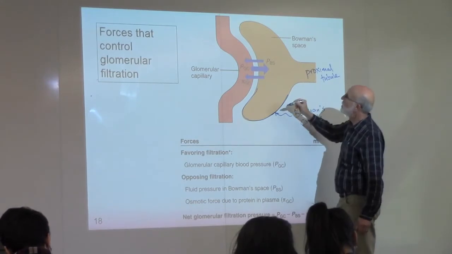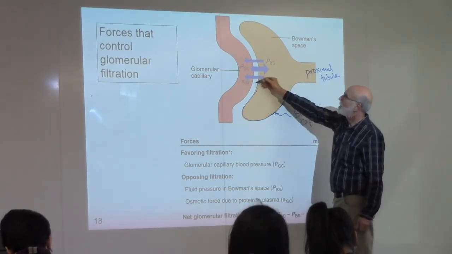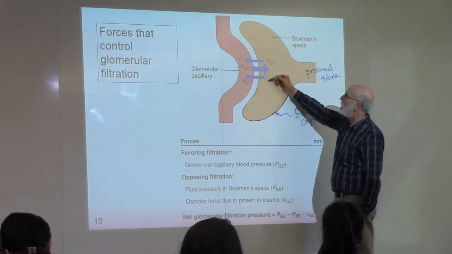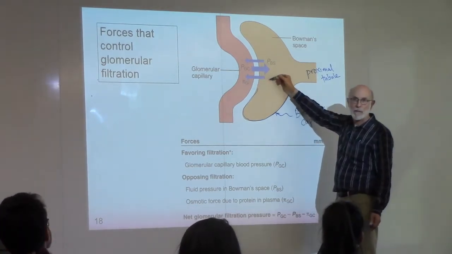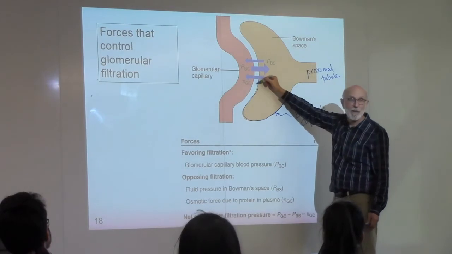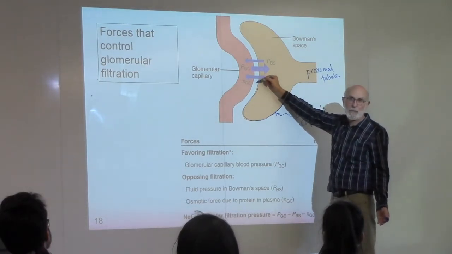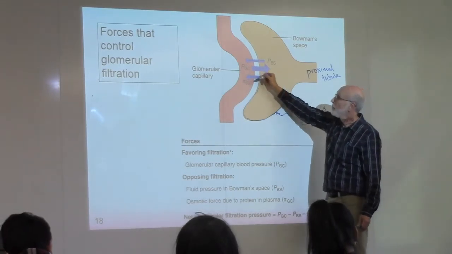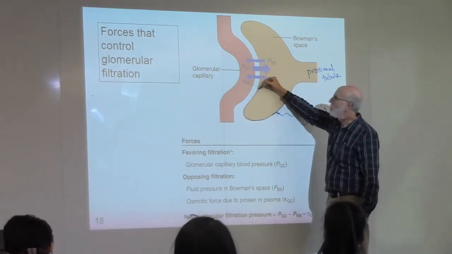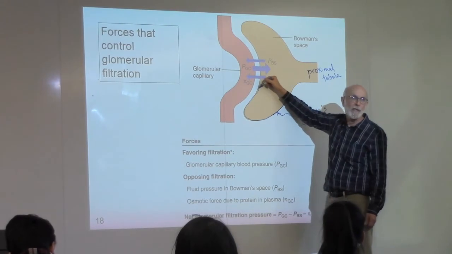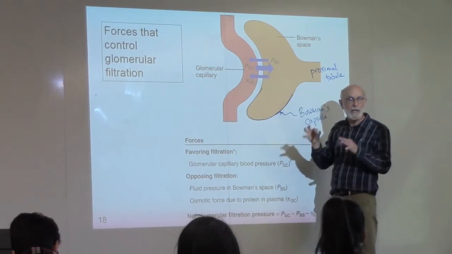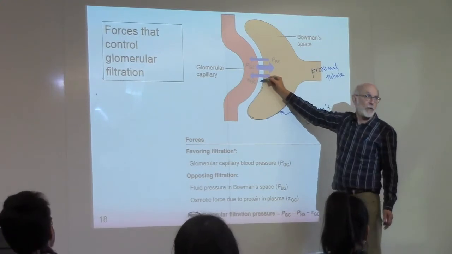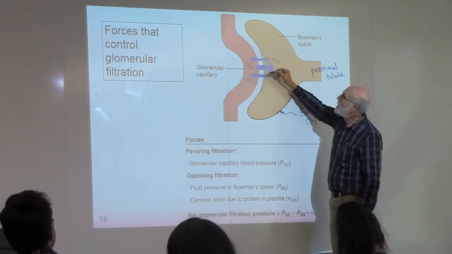Okay. What are the cells that separate the glomerular capillary from Bowman space? The cells that are represented in this white space? Podocytes. And then there are some endothelial cells as well. But the main thing that generates this filtration barrier are the podocytes.